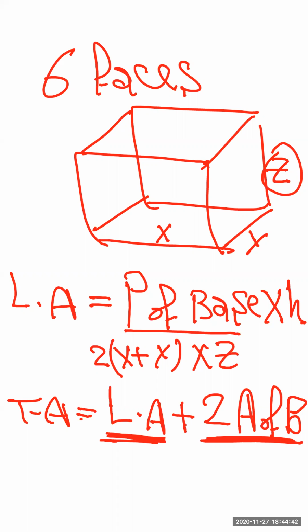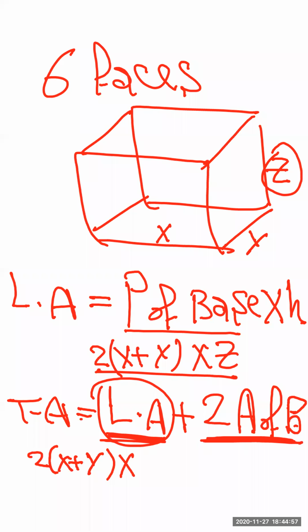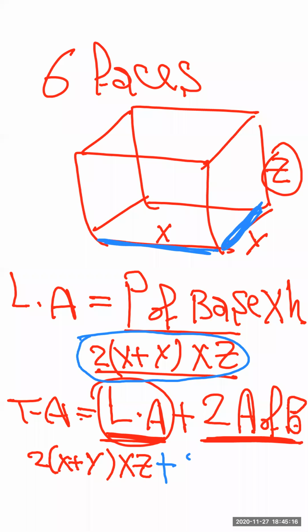If I wanted to get it now, lateral area, we got it 2 times x plus y times z, plus twice area of the base. So the lateral area is 2 times x plus y times z. I just got it from here. Plus twice area of the base. It's a square, right? Sorry, it's a rectangle. So the area of the base will equal x times y. So plus 2xy.